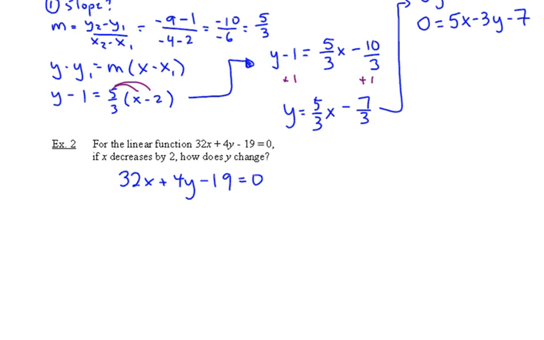y equals mx plus b. Yeah, so we want to get y by itself. Easiest thing to do is move who? The y. So 32x plus 12 equals negative 4y, and then divide by negative 4.